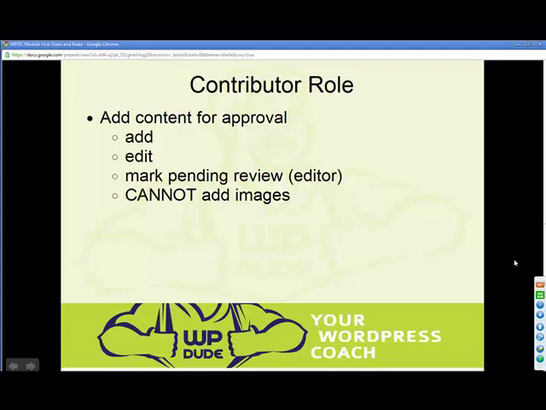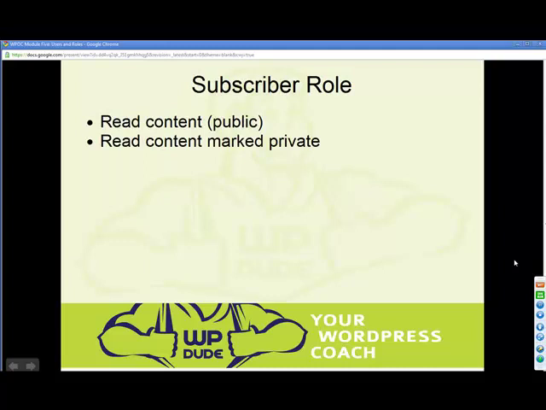So the idea is this person is not fully trusted like an author. They add the text, it's then passed up into an editorial process for it to be approved, for images to be added, and for it to be published. The last role is the subscriber role, and the job of the subscriber role is to let people read content. If you're not a user on a site, you can read the public content. Subscribers can also do that, but subscribers can also read content that's marked as private. We'll go through that again in the demonstration just in case you need a refresher from the content week.